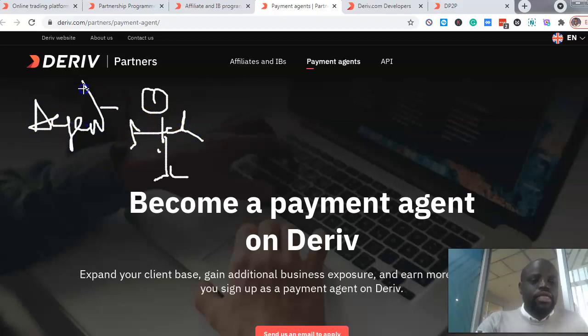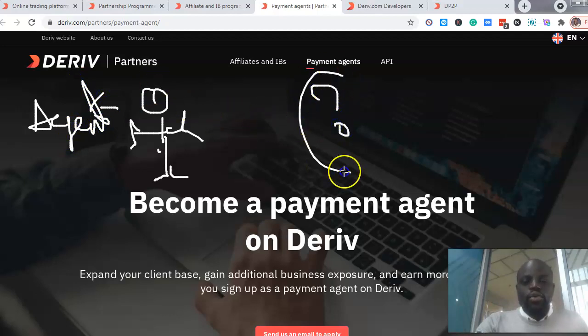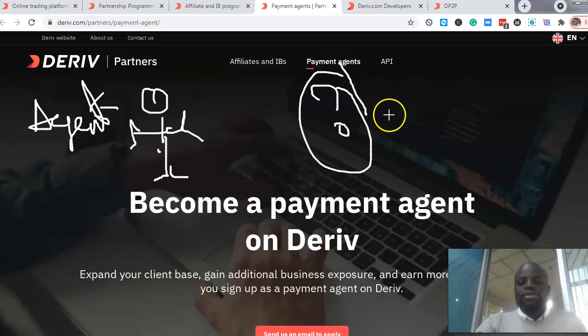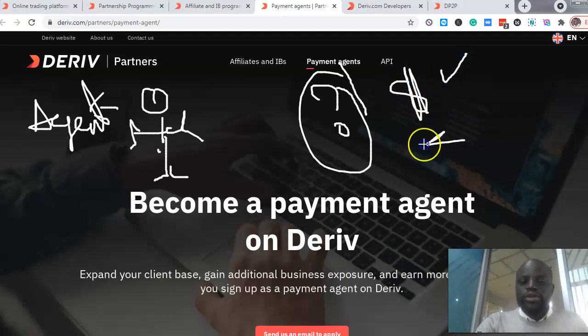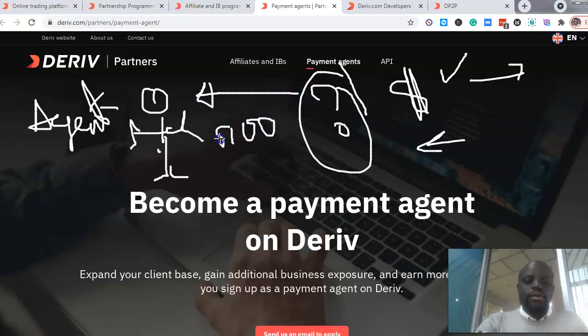Okay, Kuda is an agent, and there's this guy who wants to trade forex. They've created the account, but they need to deposit the money. Okay, they need to deposit, or they need to withdraw. This is the deposit sign, and they need to withdraw the money. Now what they have to do is to say, Kuda, hey, I have $100. Are you able to help me deposit this money?